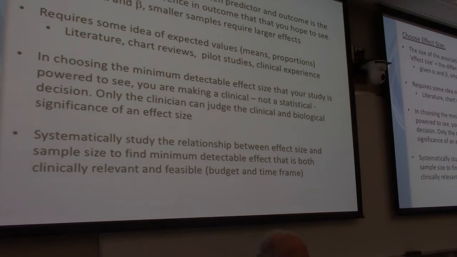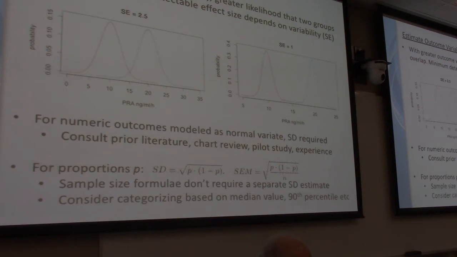In choosing the minimum detectable effect size, I emphasize again, you're making a clinical, not a statistical decision, and only the clinician can judge the difference between a clinical and biologically important effect and a statistically significant effect. Sometimes you don't know what the effect size is, and that's okay. You can systematically study the relationship, and I'll show you an example of this, between sample size and effect size, and you can, from that, put my finger right here and say, I arbitrarily choose this point based on budgetary and time constraints. And again, the onus is on you to persuade the reviewer that that's reasonable.